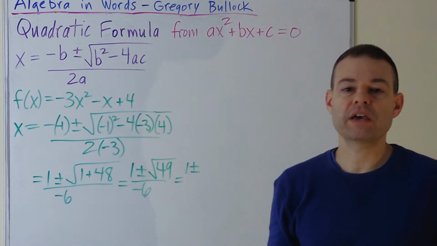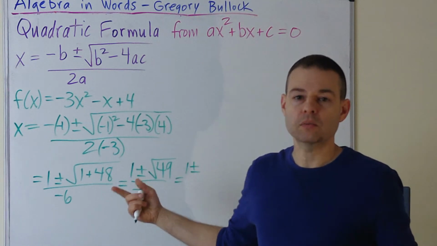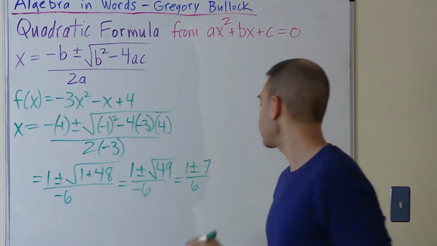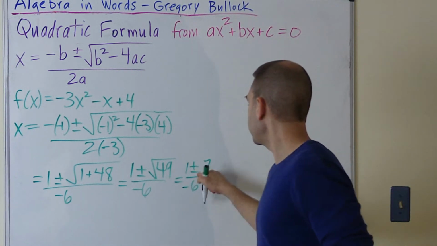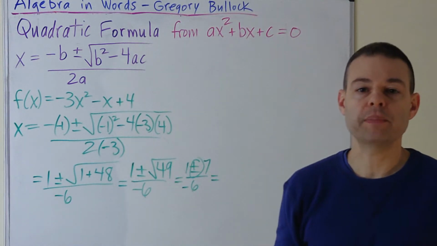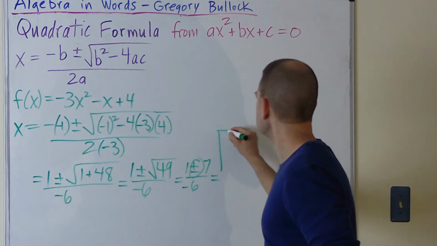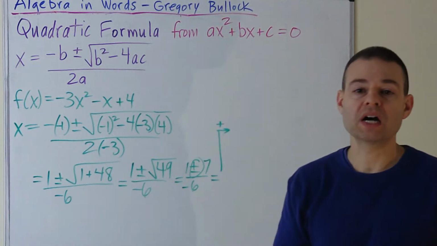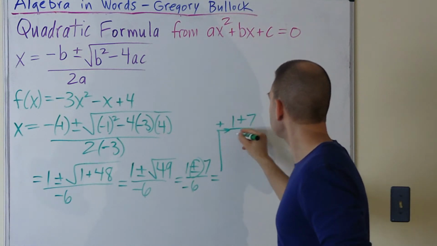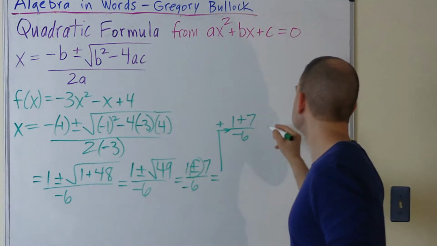Now normally we would say plus or minus 7, but the plus or minus is already built into this. So we just write 7. And don't forget over -6. And now since we have the plus or minus, we have to break this up into a plus and minus. And so let's do the plus up here, where we have 1 plus 7 over -6.